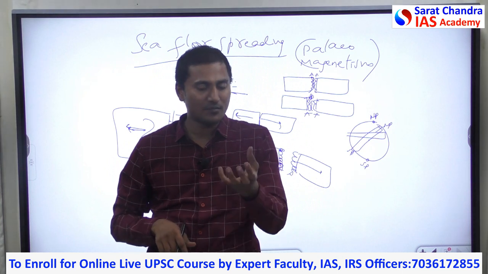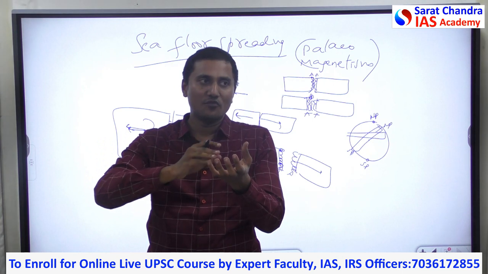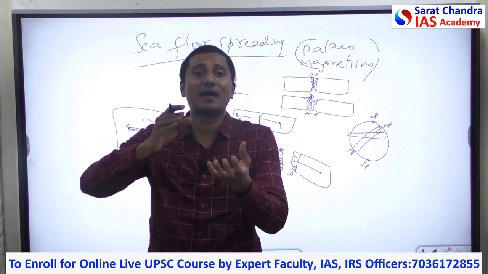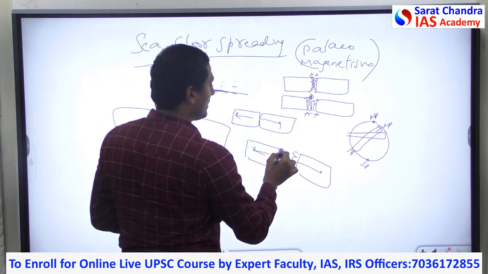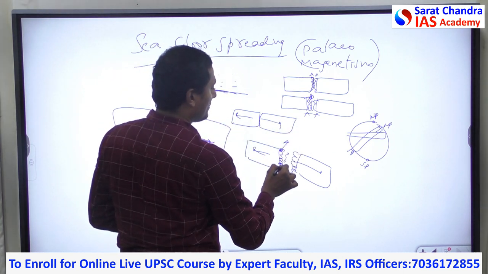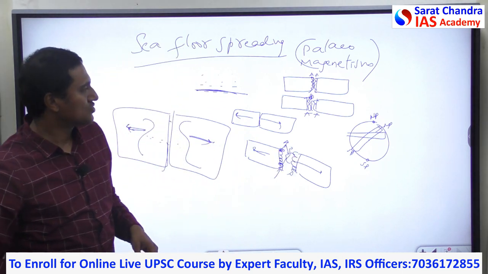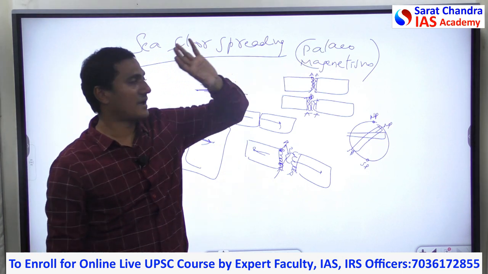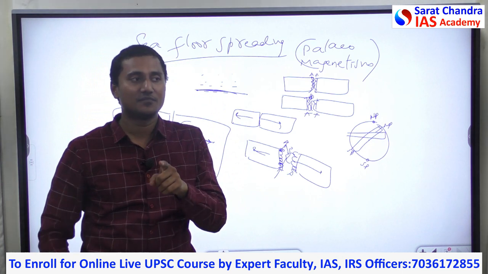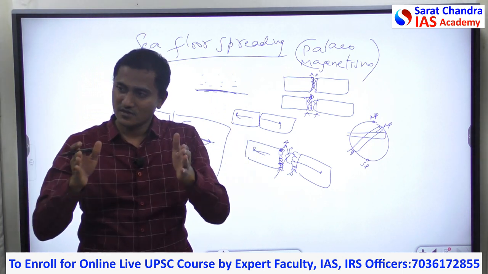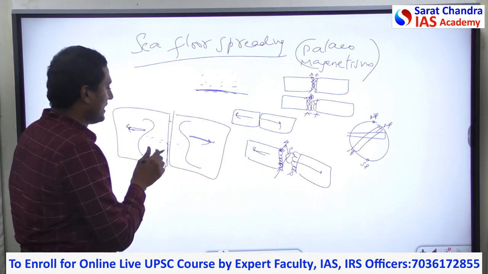Okay? So when the magma comes, the magnetic orientation of the magma will be similar to the earth's magnetic dipole at that time. So in A magma this is the direction of the earth. In B magma this is the direction. C magma like that. So this concept is called paleomagnetism. Based on the paleomagnetism, we can tell that plates are diverging. Proved, no? Based on the second one, seafloor spreading.